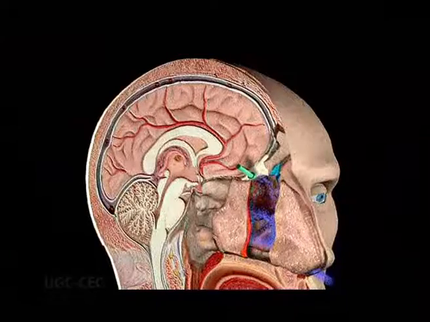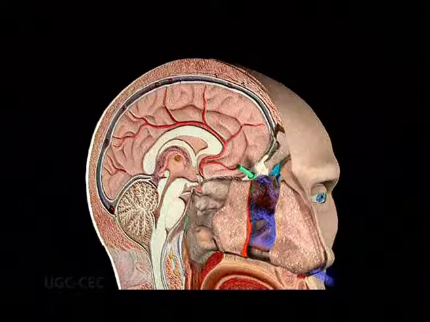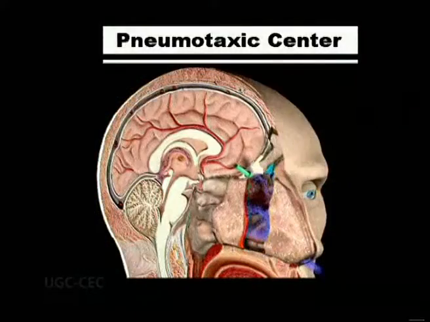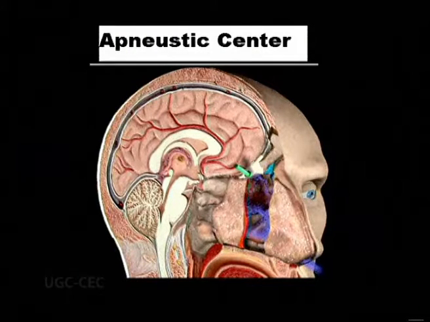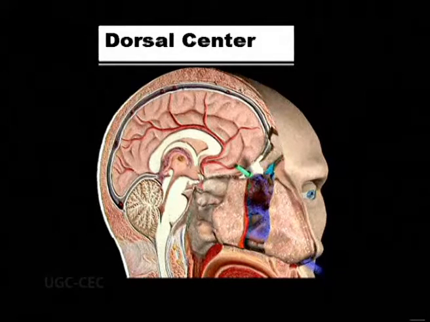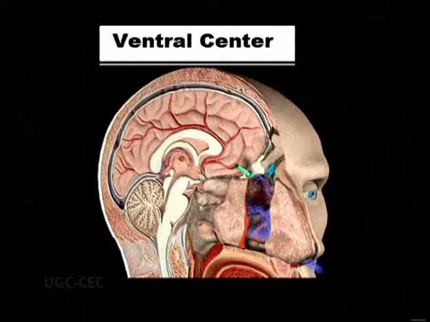Now, about the regulation or control of breathing. For the control of breathing, four important types of breathing centers or respiratory centers are found in the brain. Two centers, named the pneumotaxic center and the apneustic center, are found in the upper part of the brain, that is the pons varolii, and two other centers, the dorsal center and the ventral center, are found in the medulla oblongata.